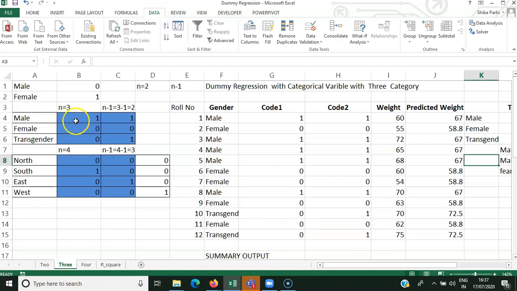So like male I put 1 and 1, female I put 0 and 0, transgender I put 0 and 1. You can take also even 0 0, 1 0, 1, but you have to take binary codes. So for the male I put code 1 and code 2 in the form of 1 1, for the female code 1 code 2 is 0 0, all the males are in 1 1 format, females are in 0 0 format, and the transgender are in 0 1 format, and the weights are there. I want to predict their weights.